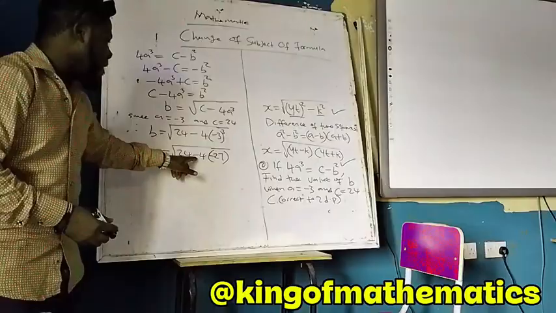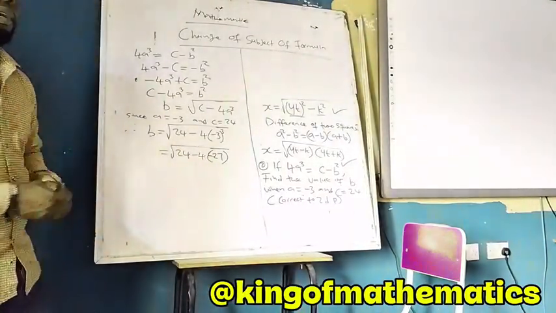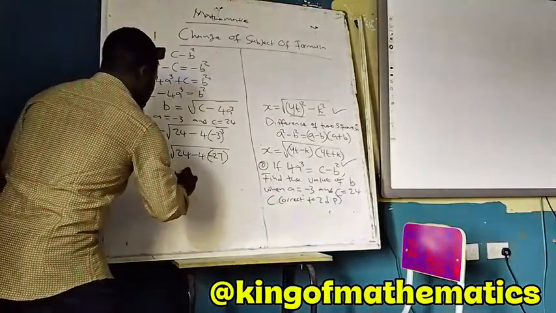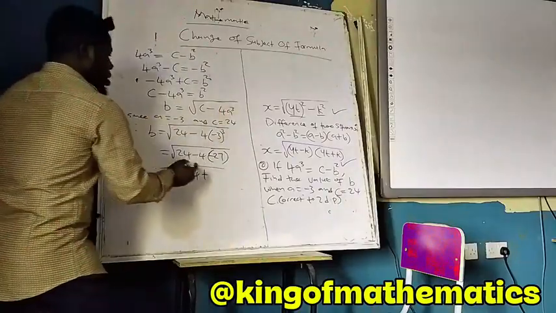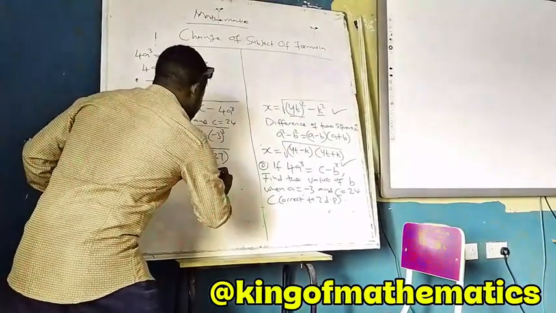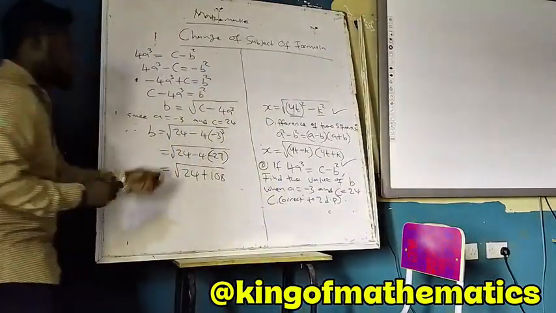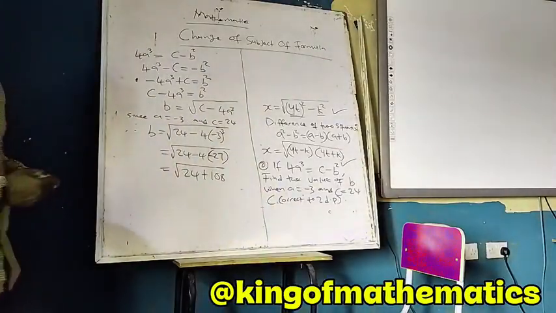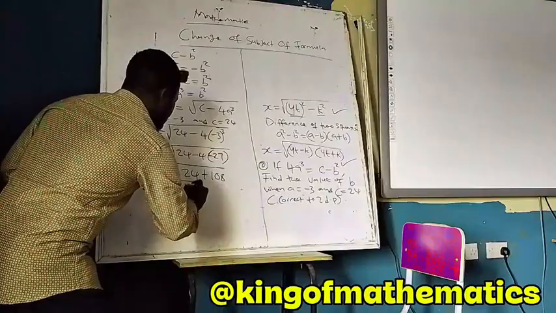We have minus 4 here, we have minus here. Minus times minus will give us plus. So which will give us 24 plus 108. What is 4 times 27? 108. That's very good. Then what is 108 plus 24? 132. Which gives us the square root of 132.